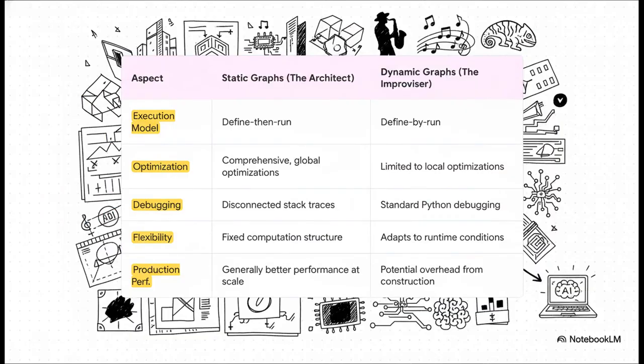And this table just lays out the trade-offs perfectly. Static graphs, the architects, because they see the whole plan up front, can do these massive optimizations.